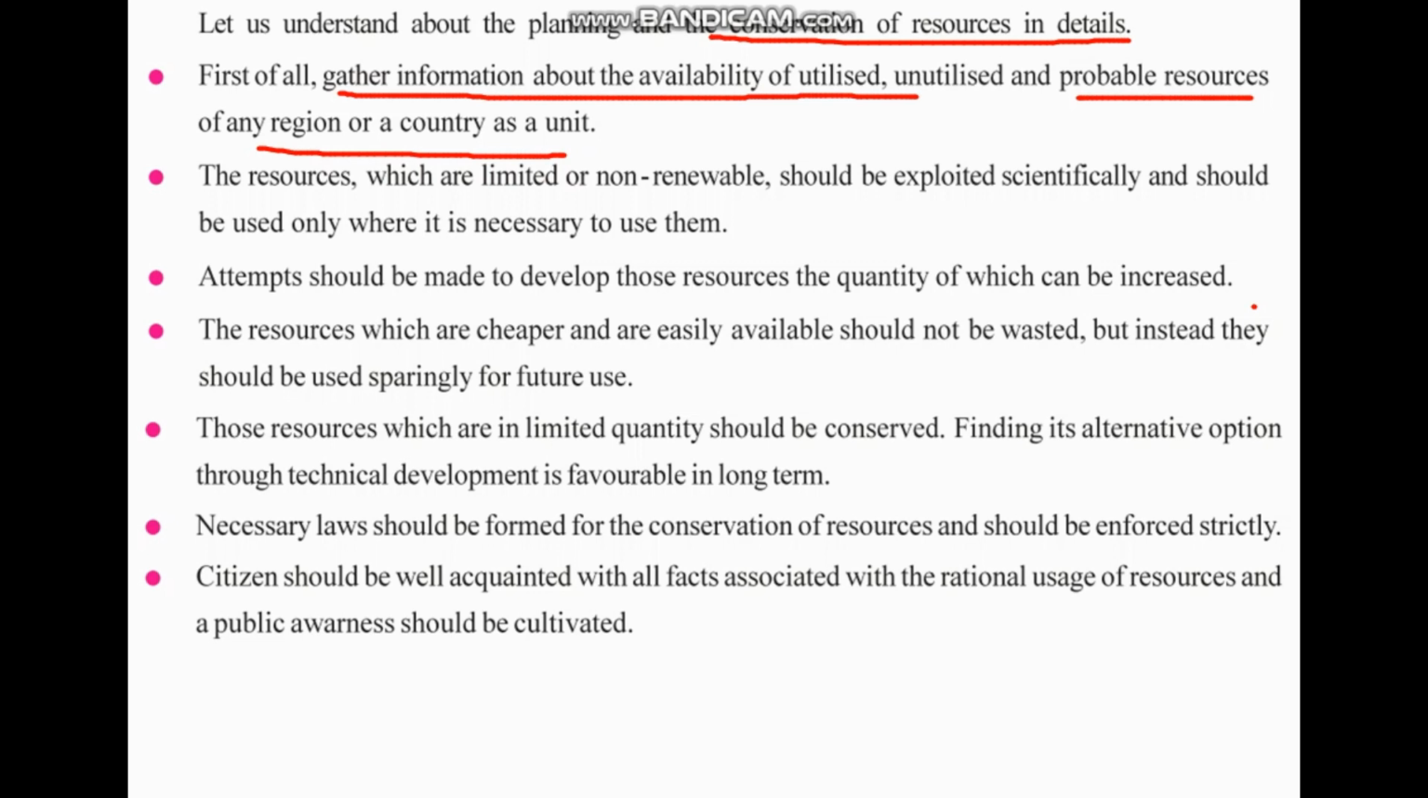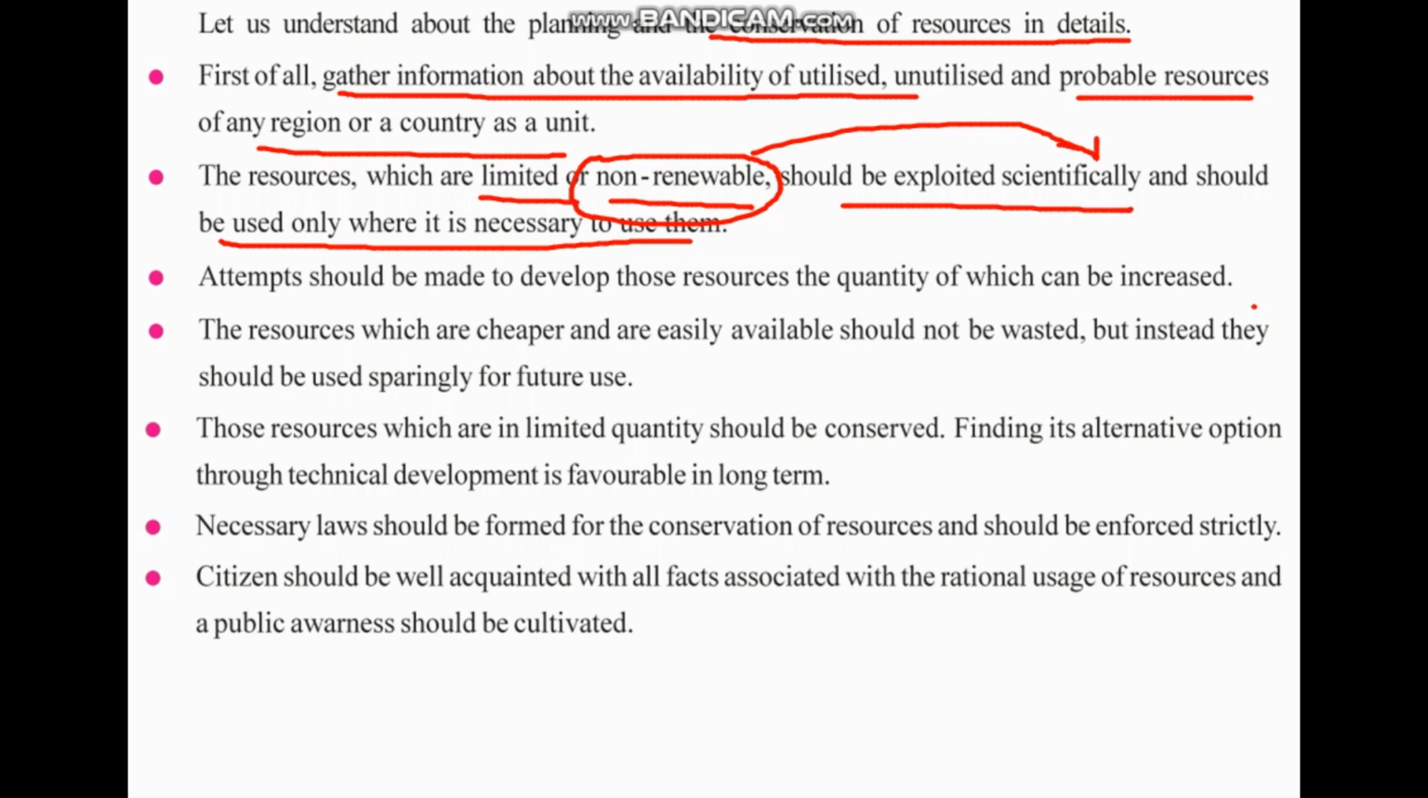The resources which are limited or non-renewable should be exploited scientifically. Such non-renewable resources should be taken out scientifically. We should not take them out without scientific research, as that is wastage. They should be used only when it is necessary.